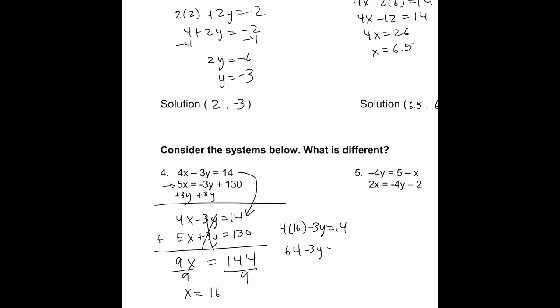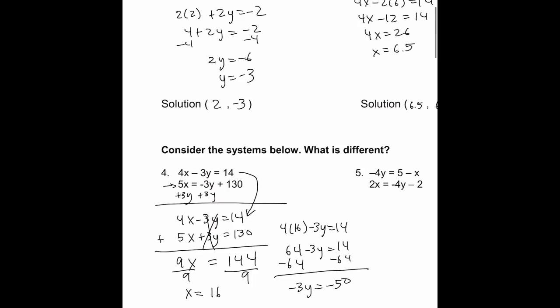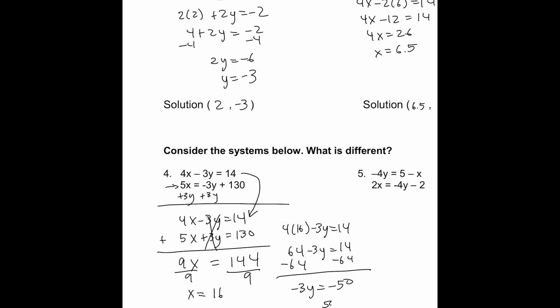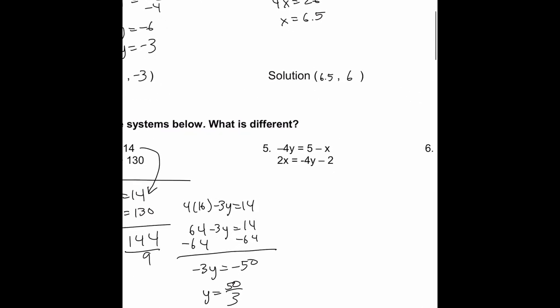Minus 3y is equal to 14. Subtract 64, which makes negative 3y equal to negative 50, and y would equal 50 over 3. Okay, so x is 16, and y is 50 over 3. Okay, that was a little longer steps. Let's look at number 5.